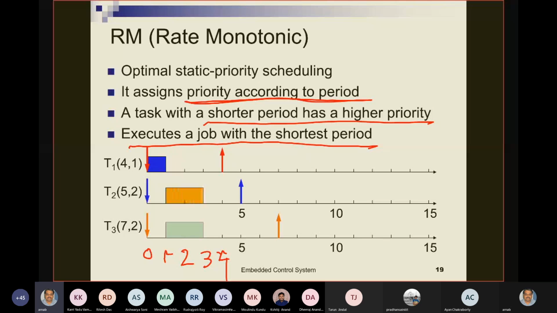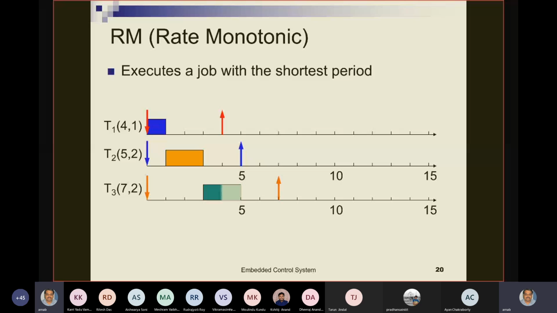Task 3 is the only task available, so it executes. But at time 4, task 1 arrives again. So now at time 4 you have two tasks, task 1 and task 3, and task 1 is of higher priority. So task 1 must be given the processor, right?